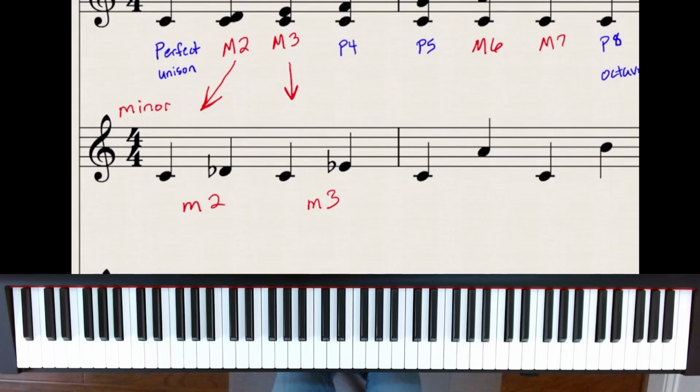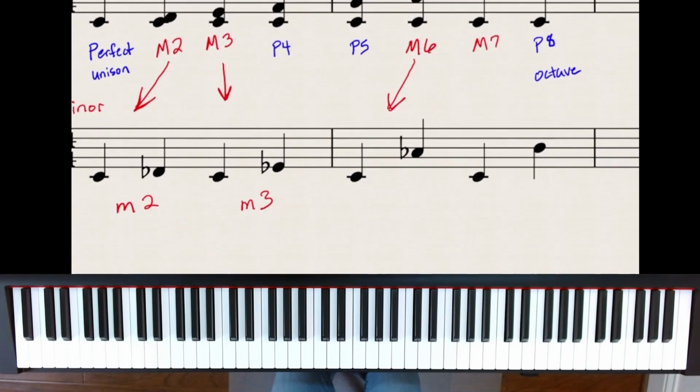Okay, so we'll look at the major 6th from C to A, and we'll take a look at this example here. In this example, we want to flat that. So we've got from C to A major, we're going to flat the A to make it minor. So that is a minor 6th.